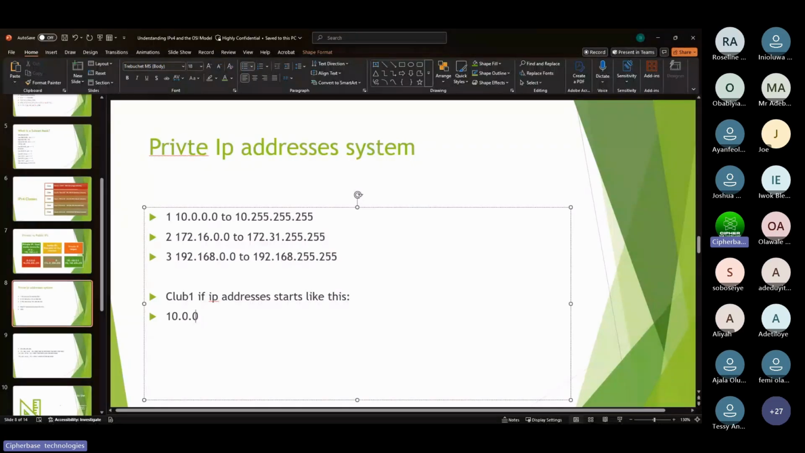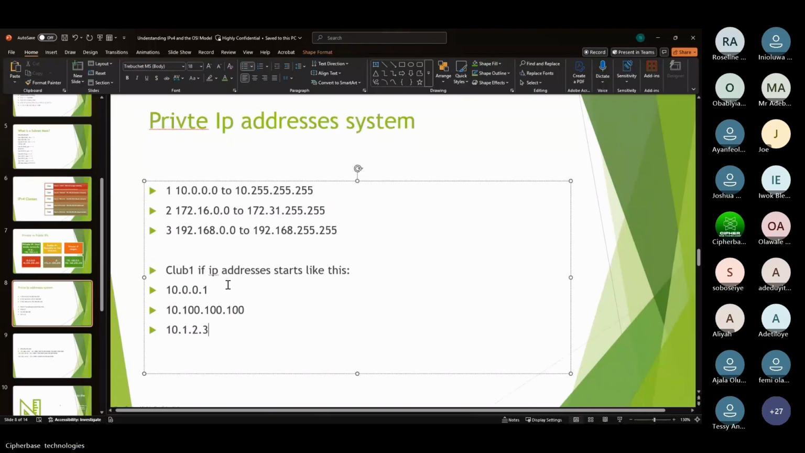0.1, or you saw something like 10.100, it can be 100.100.100. You can have something like this, 10.1.2.3. This is the first club. You will see the range now. You will see it's private IP. Everything starts with 10, as you can see. Just have that one in mind. That's the first club.